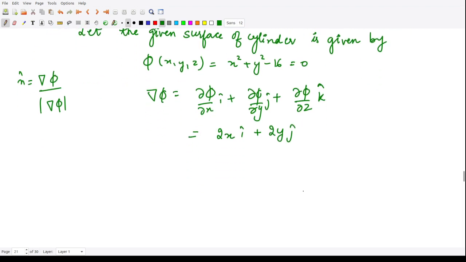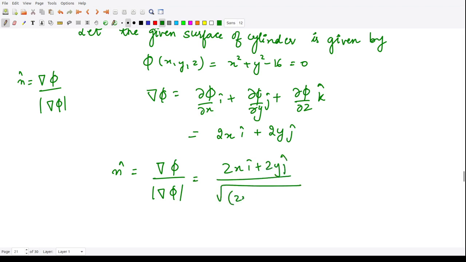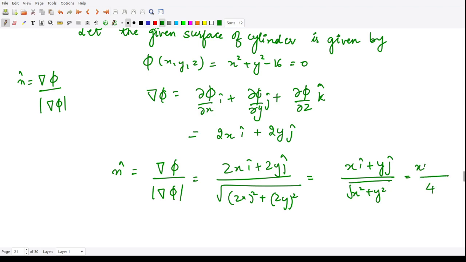Now what would be the unit vector? The unit vector n would be del phi by the magnitude of del phi. So it would be 2x i cap plus 2y j cap divided by the square root of (2x) whole square plus (2y) whole square. In fact, this 2 and 2 will get cancelled. So it would be x i cap plus y j cap divided by square root of x square plus y square. And what is square root of x square plus y square? That is equal to 16 and its square root is equal to 4. So we have x i cap plus y j cap divided by 4. So this is our vector n.